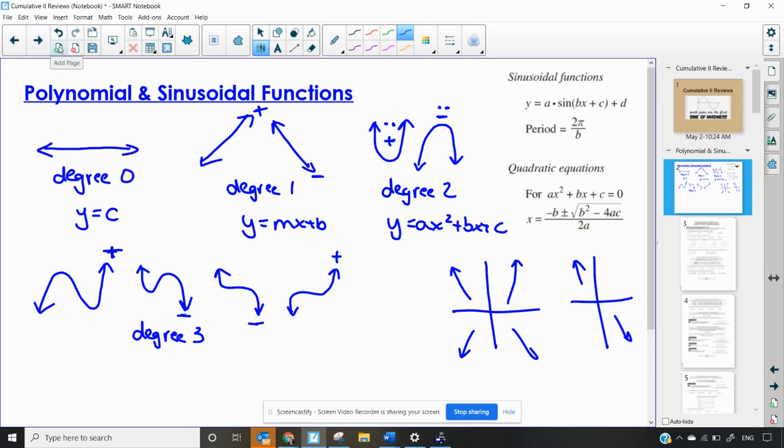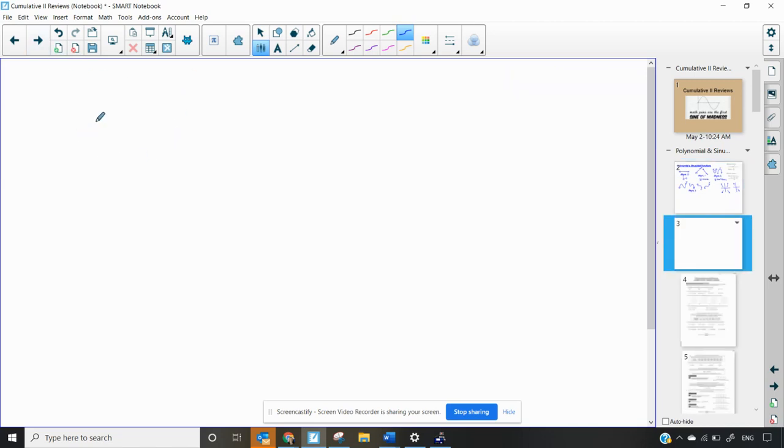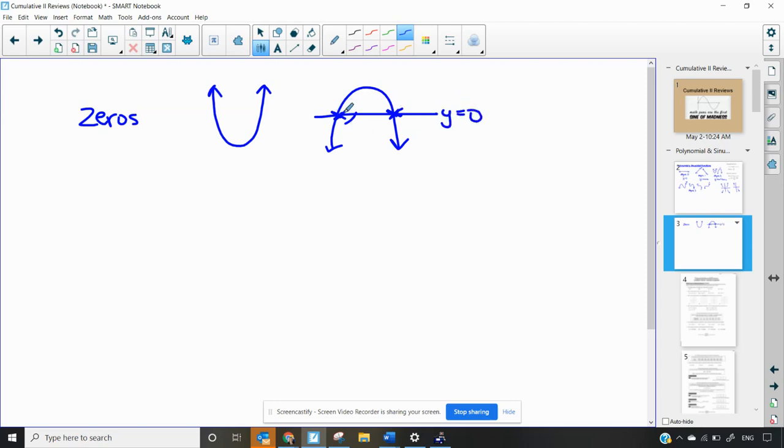I'm just going to add a new screen here. We had to look for some different things like zeros, so where the function crossed the x-axis. So I might have had a quadratic function that opened up or one that opened down. Let's say the one that opened down crossed these 2 points. Those would be called our zeros. On our calculator, we could actually look for the zeros, or we could draw a line at y equals 0 and find the intercepts.